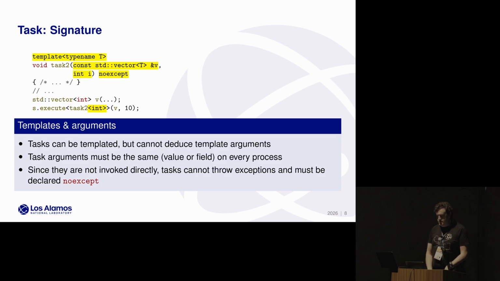The last thing to point out here, for the same reason, because there's no direct connection between the caller and the callee, it's not very meaningful to throw an exception from a task, and so we require that they be marked noexcept to indicate that.